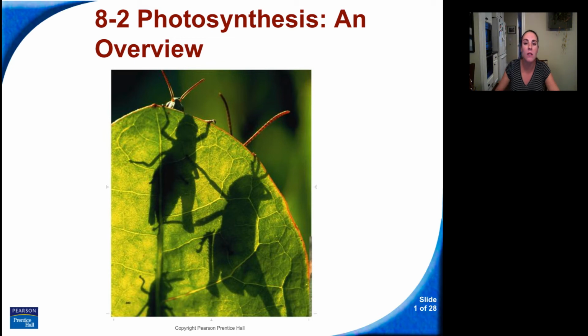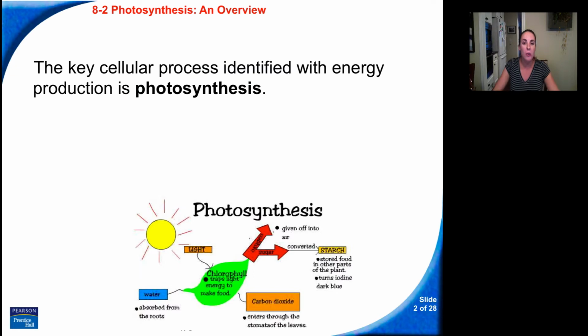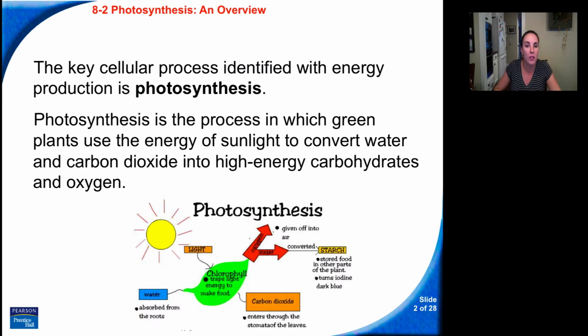Hi, so today I'm going to give you an overview of photosynthesis. So the key cellular process identified with energy production is known as photosynthesis. It's a process in which green plants use the energy from the sun to convert water and carbon dioxide into high energy carbohydrates and oxygen. So basically, we're using the energy from the sun and converting it into food energy.